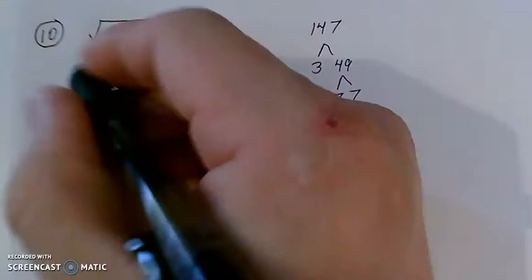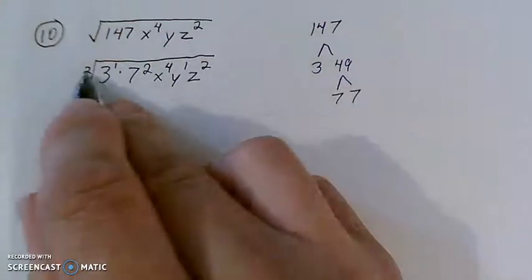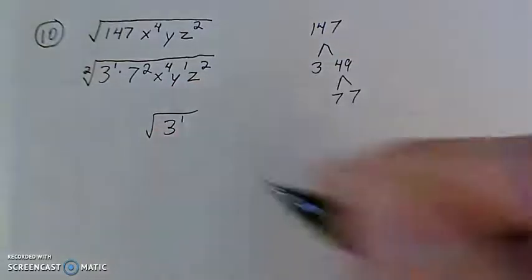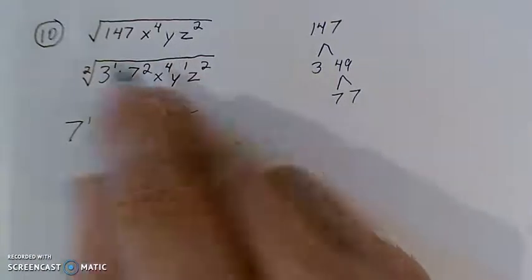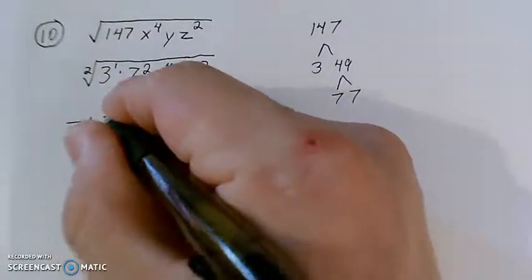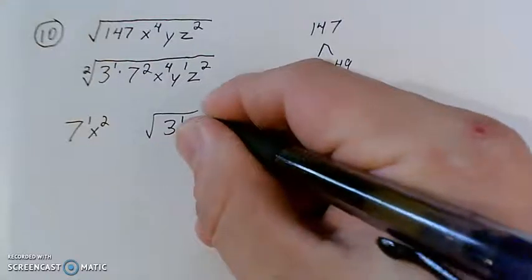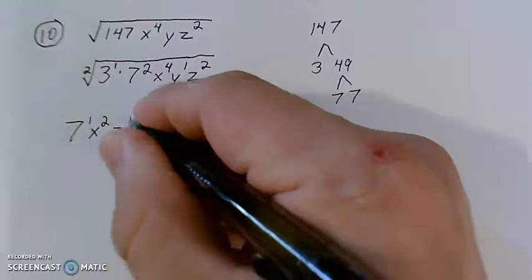Now I'll start dividing. Remember, your index is 2 if it is not written. So 1 divided by 2 cannot be divided. So I'm going to have the square root of 3 to the 1st still. 2 divided by 2, 7 to the 1st power. 4 divided by 2, x to the 2nd power. 1 divided by 2 cannot be divided, so y to the 1st power inside here. 2 divided by 2 is z to the 1st power outside.